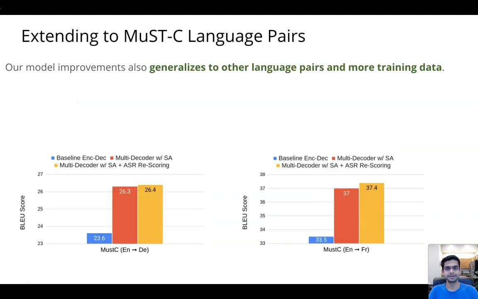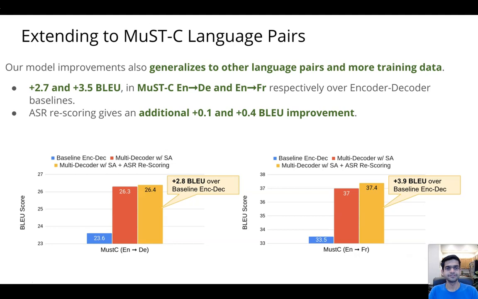And finally, we extended our ST experiments to other language pairs from the Metze corpus, specifically the English to German and English to French datasets. This experiment also tests whether our proposed techniques scale with the availability of larger amounts of training data. The Metze language pairs have around 500 hours of training data compared to the 170 hours of Fisher-CallHome. Again, we found that the multi-decoder with speech attention outperforms the baseline encoder-decoder. In our experiments, we showed a 2.7 and 3.5 BLEU improvement over the Metze encoder-decoder baselines on the English to German and English to French test sets respectively. Further, ASR rescoring gives an additional 0.1 and 0.4 BLEU improvement.